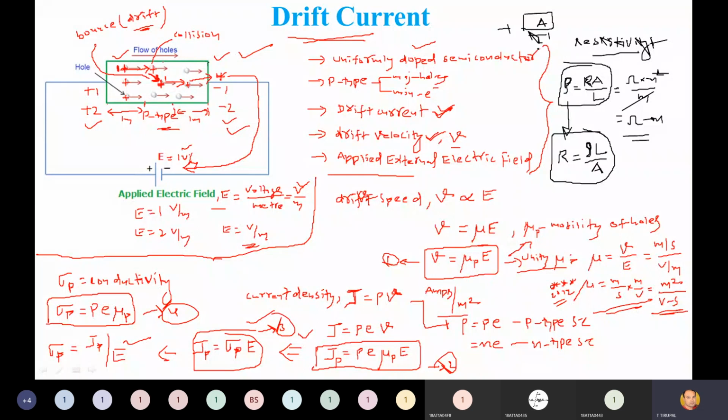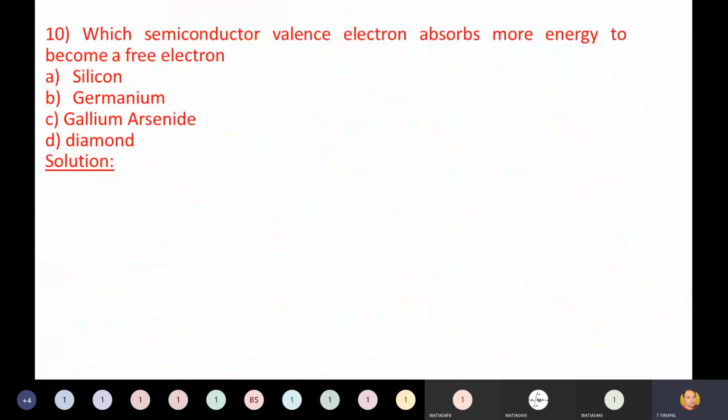So first problem, please take this problem. Is it clear, all of you? Hello? Any doubt in this? Is it clear? Yes, sir. Yeah, right.